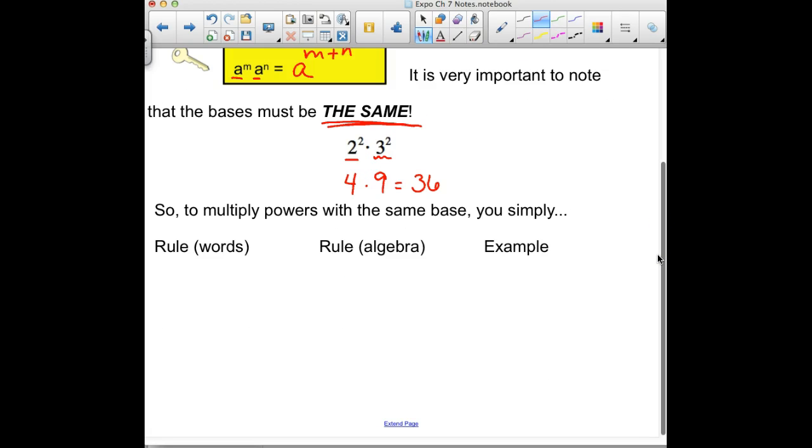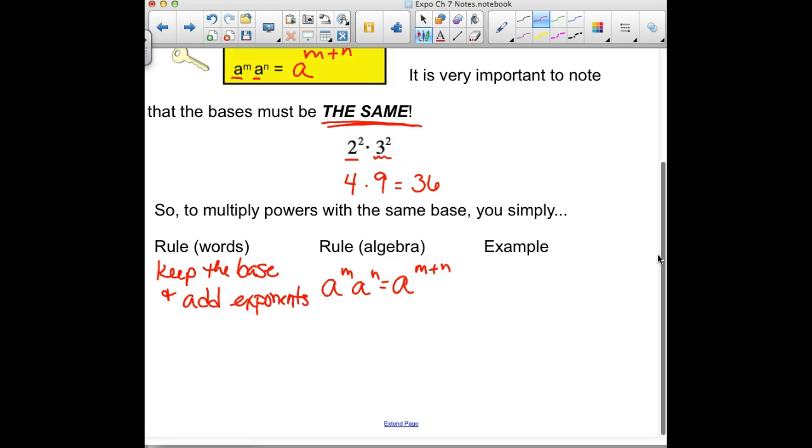All right, so in your packet, it asks you to state the rule both algebraically and in words and to write down an example. Well, the algebraic method is what I had in the yellow box above. We can keep the base and simply add the 2 exponents together. In words, I would say keep the base and add the exponents.